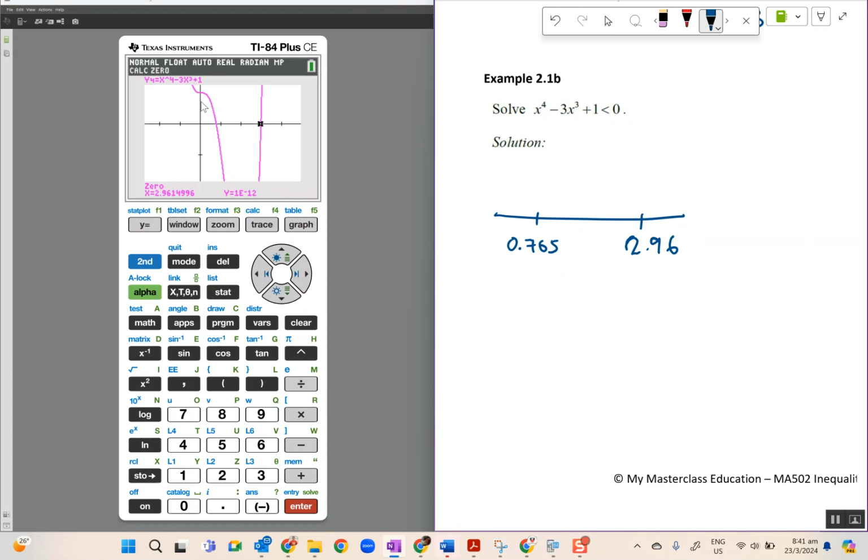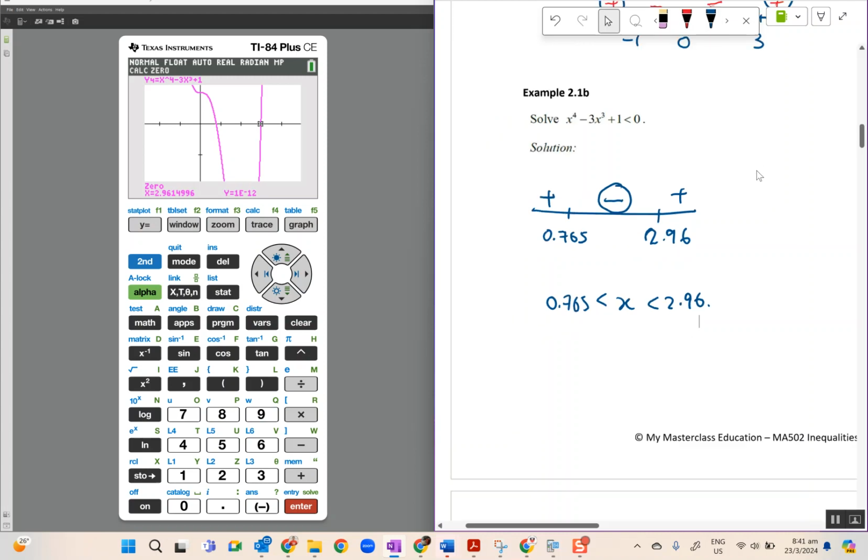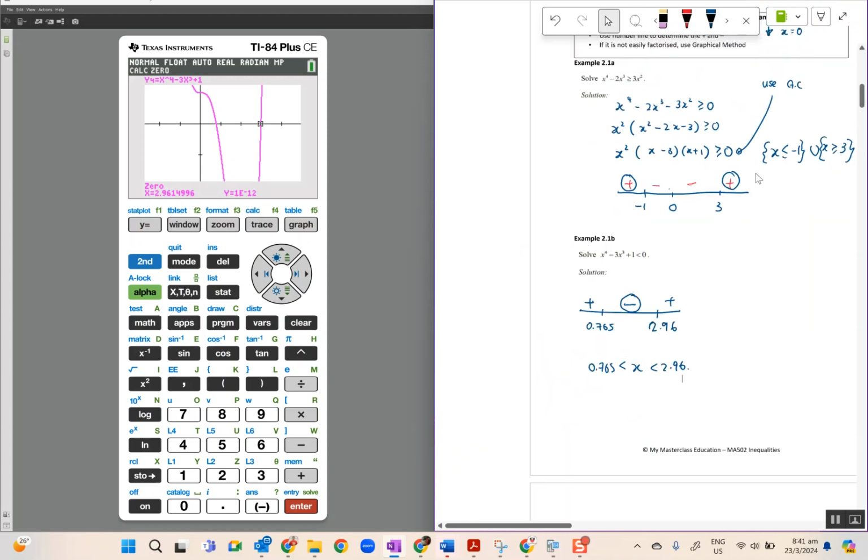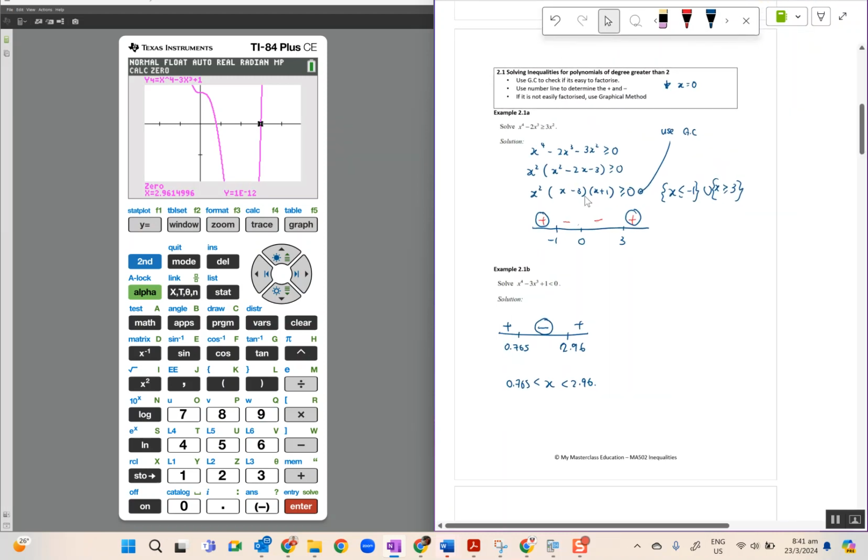Look at the graph. On the left side of the root, positive. On the right side of the first root, negative. After the second root, positive. What do I want? x is in between, cannot be equals to, be careful, 0.765 as well as 2.96. And these are the two basic questions of using plus minus plus.